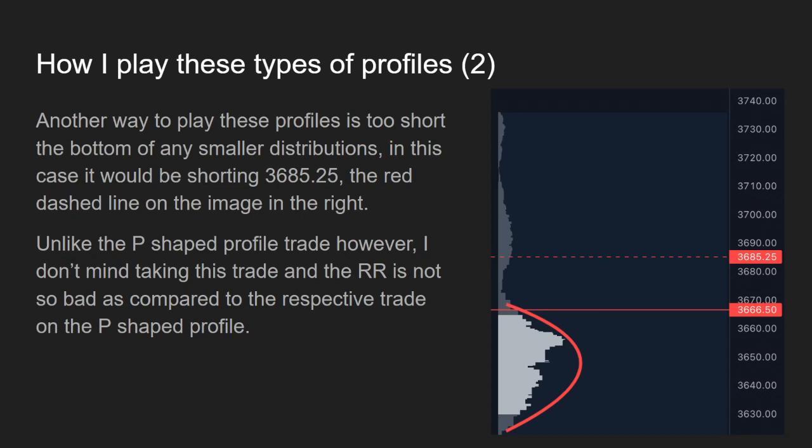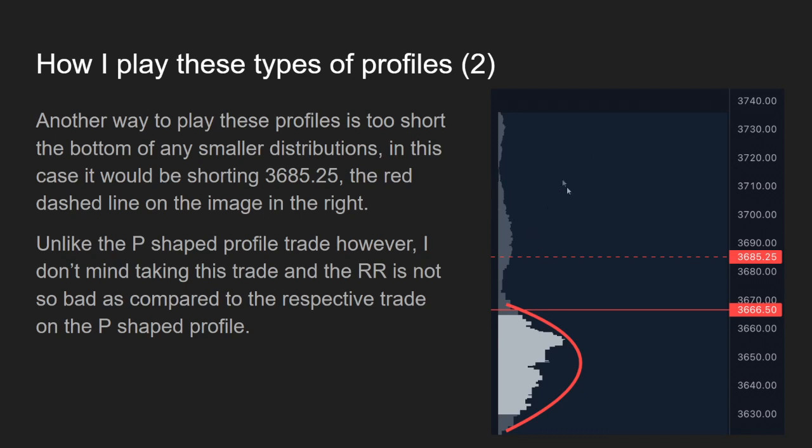Another way to play these types of profiles is to short the bottom of any smaller distributions. In this case, it would be shorting 3685.25, which is the red dashed line on the image on the right. Unlike the P-shaped profile, however, I don't mind taking this trade, and the RR is not as bad as compared to the same trade on the P-shaped profile.